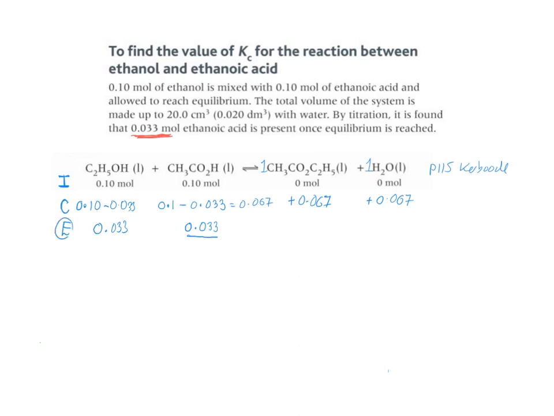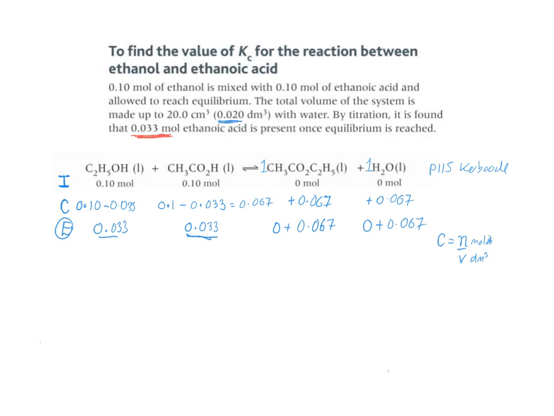So our equilibrium amounts are the same amounts of alcohol and carboxylic acid, and we have also formed 0.067. We had 0 moles, so we had 0 plus 0.067. We had started with 0 moles of water, so we're now adding 0.067 moles at equilibrium. Now we have our equilibrium amounts. What we need to do is convert to concentration, and we know that concentration or molar concentration is number of moles over the volume, and the volume is in decimeters cubed.